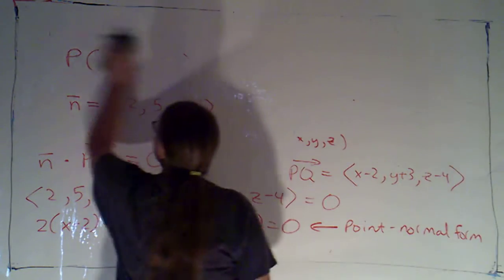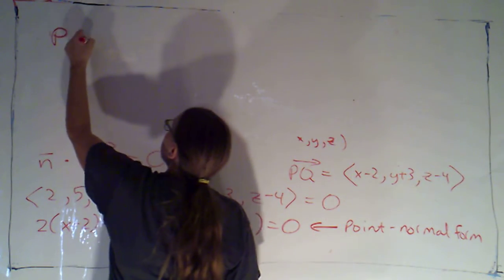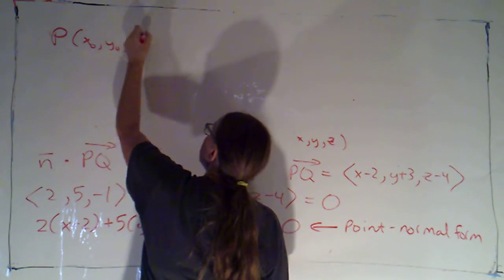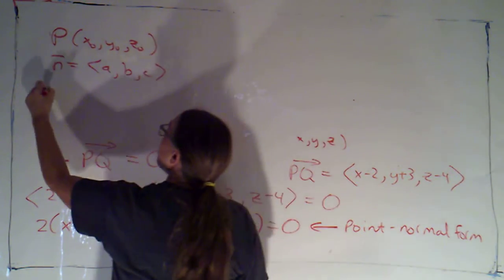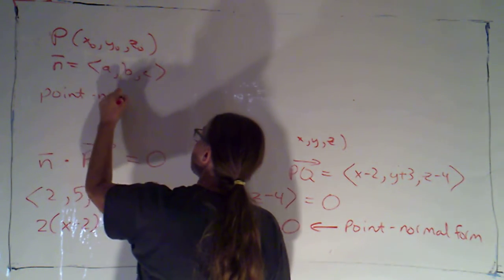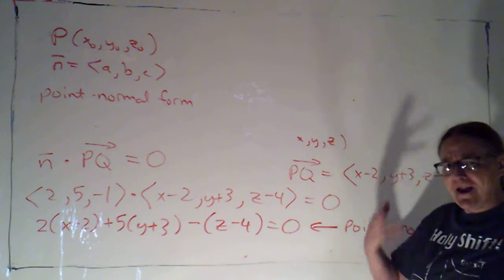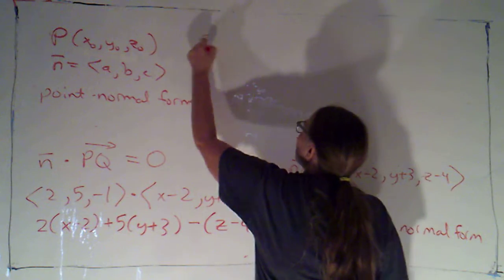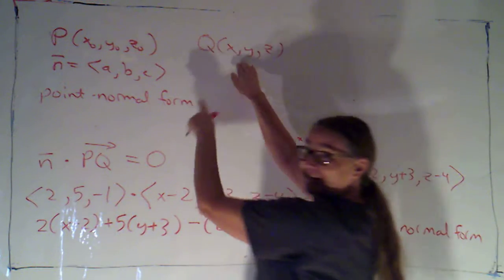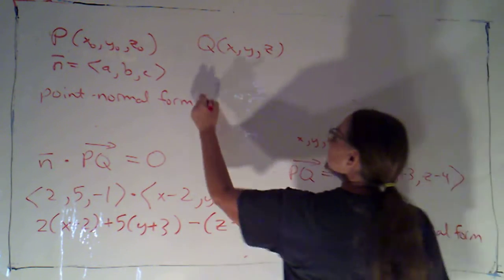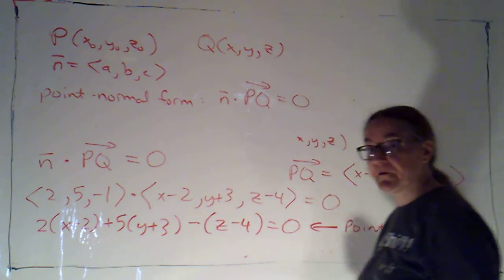So in general, if I have a point x naught, y naught, z naught, and a normal vector a, b, c, point normal form, I like to actually sort of think through the process rather than just memorize the result. So I always let Q be an arbitrary point on the plane. That way, PQ is going to be a vector that's parallel to the plane. So point normal form just says n dotted with PQ will have to equal 0.